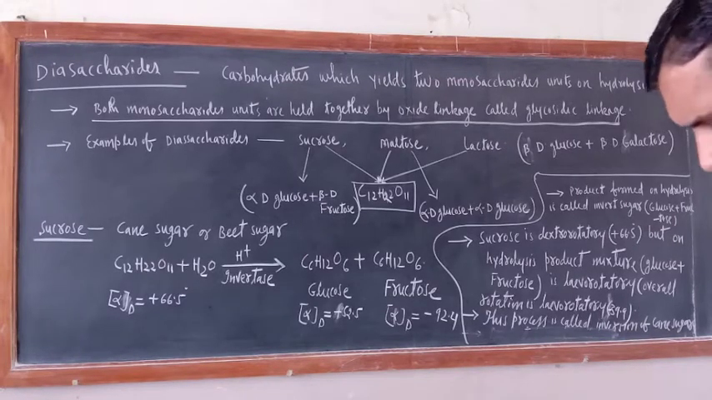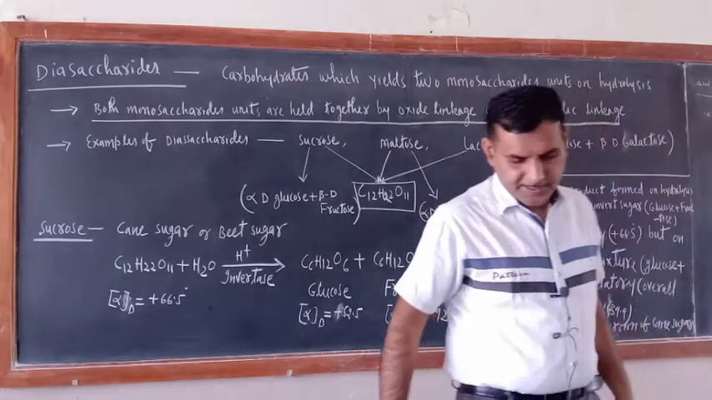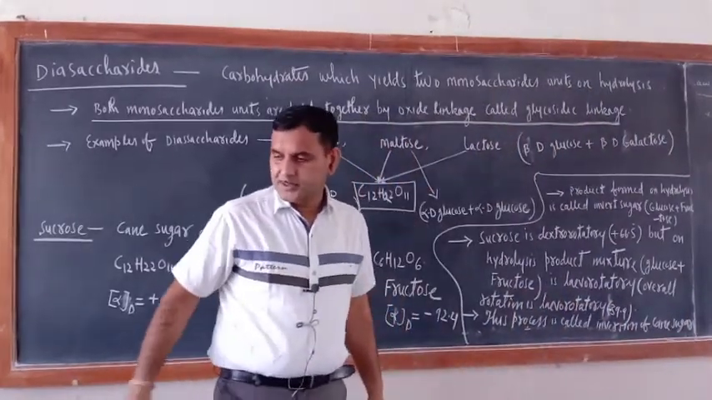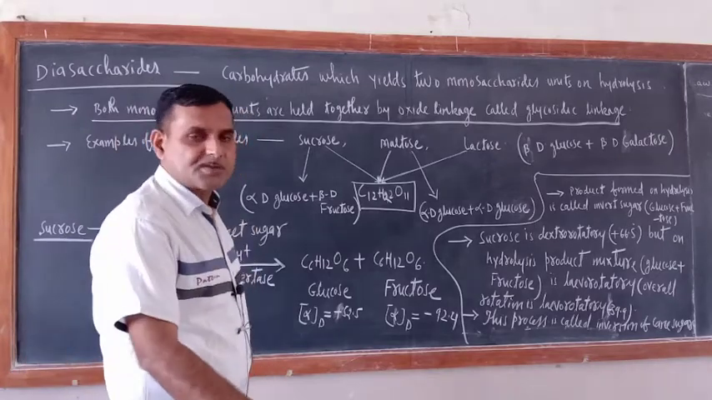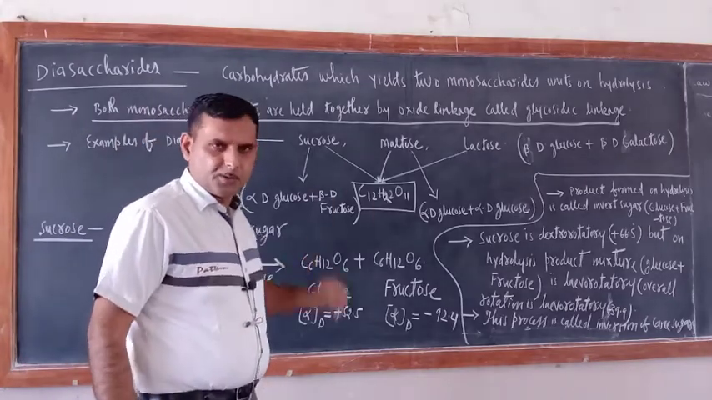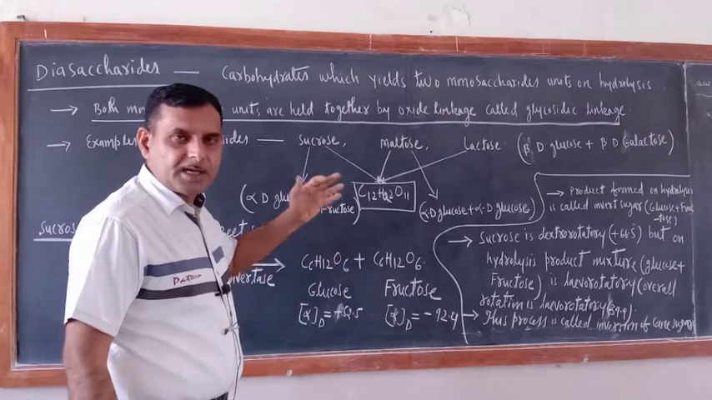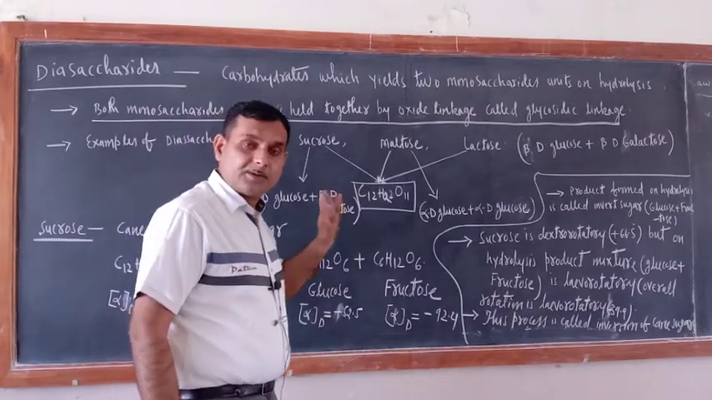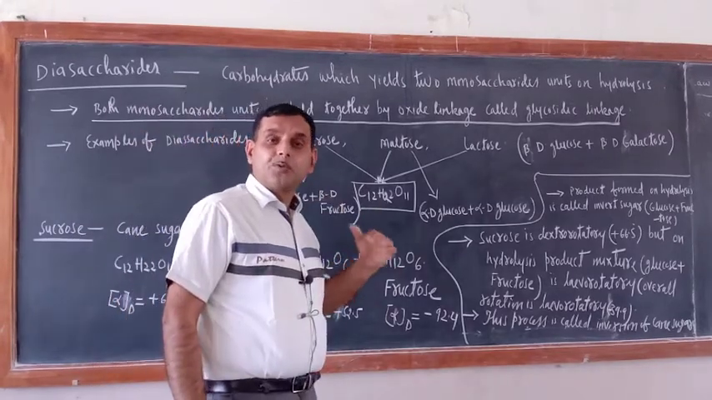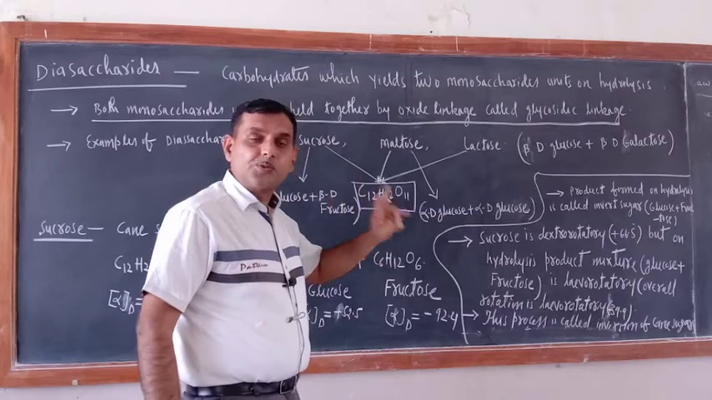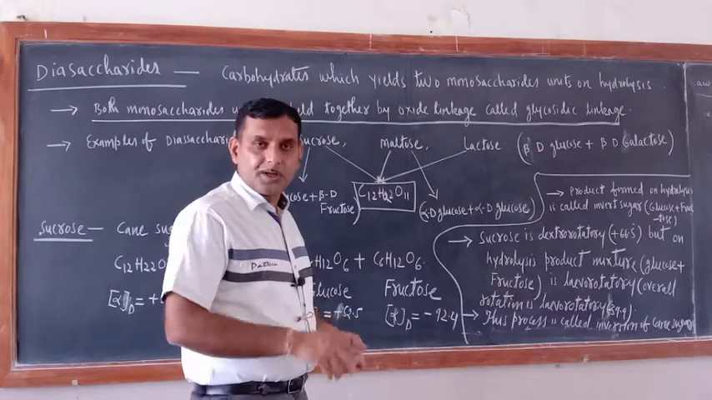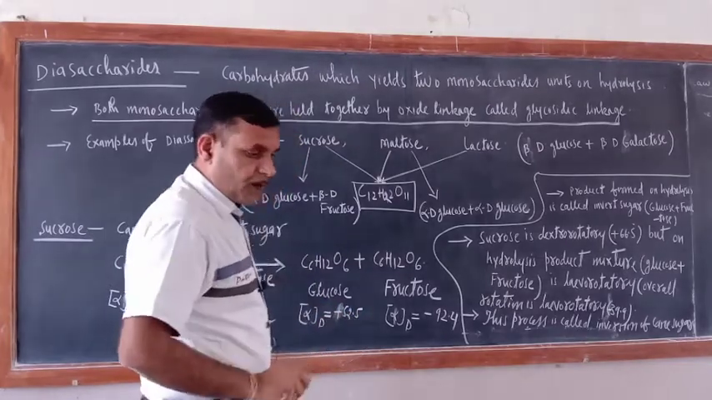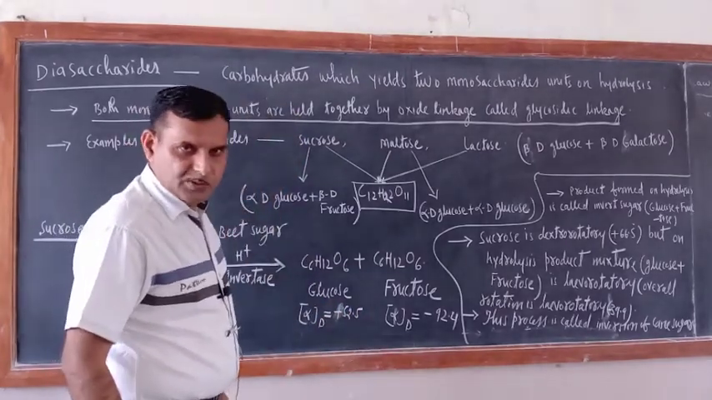Today I have completed the monosaccharides. What are the monosaccharides? They are the ultimate hydrolysis products of carbohydrates. Yesterday I taught you the cyclic structure of glucose and fructose, and we came to know that glucose is of two types, alpha D glucose and beta D glucose. Then I taught you the Haworth projection formula also, isn't it?